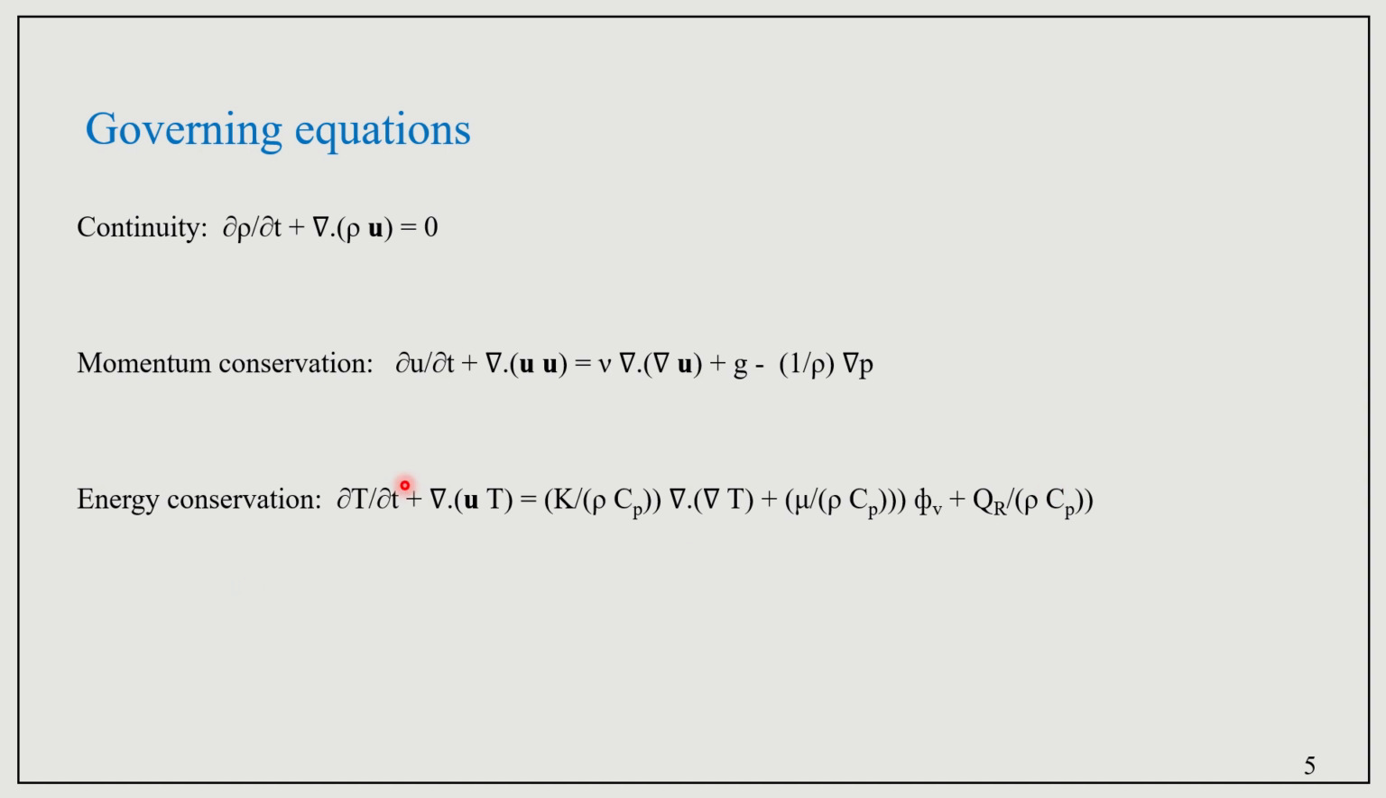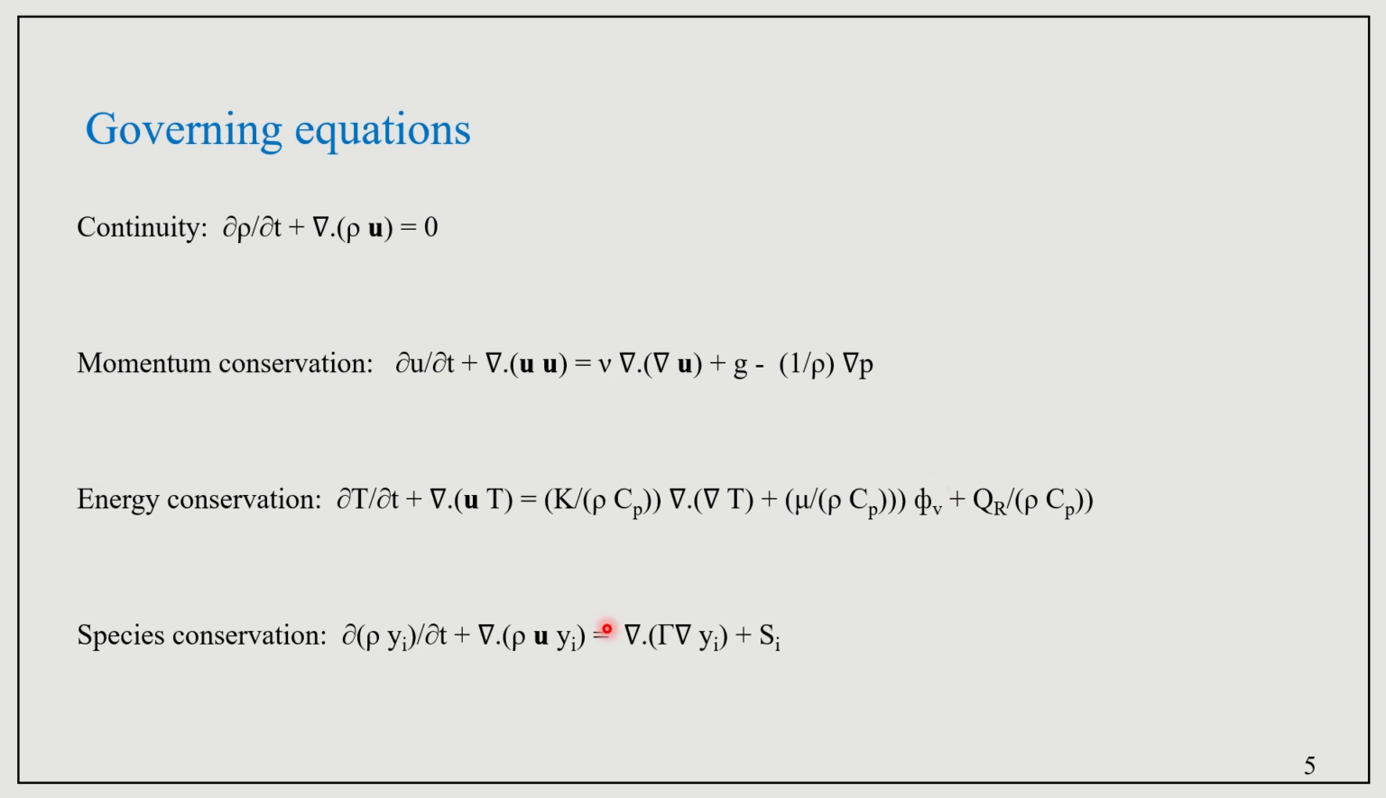So dou T by dou t plus del dot u into T equal to k by rho Cp into del dot delta T plus mu by rho Cp into phi v plus Qr by rho Cp. Here k is thermal conductivity, Cp is specific heat capacity at constant pressure, mu is viscosity, rho is density, phi v is the viscous dissipation term, and Qr is the rate of reaction, I mean the heat produced with that. So we'll see that. So this is for energy conservation.